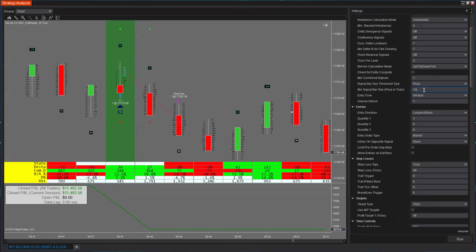Minimum signal bar size, price and ticks. Jeff, I'm going to need you on that one. I can't remember what that one does.